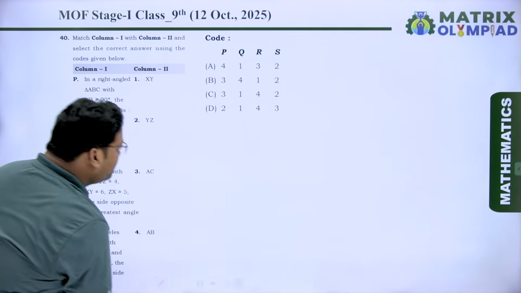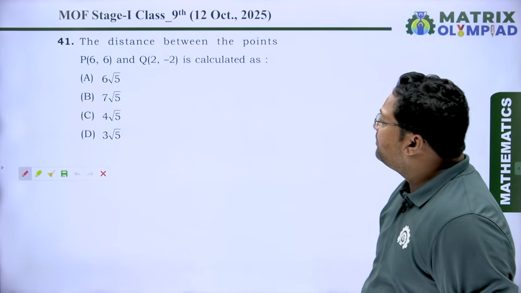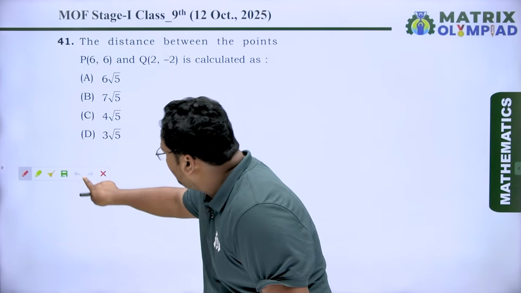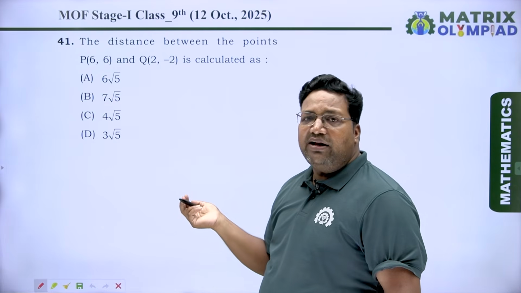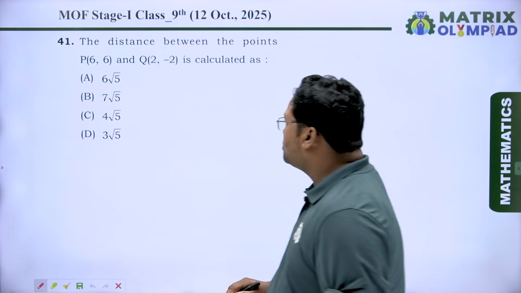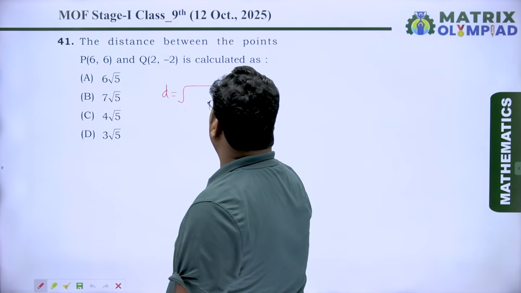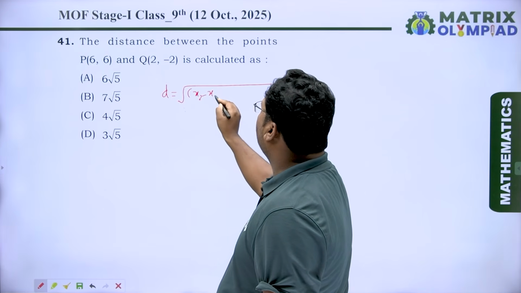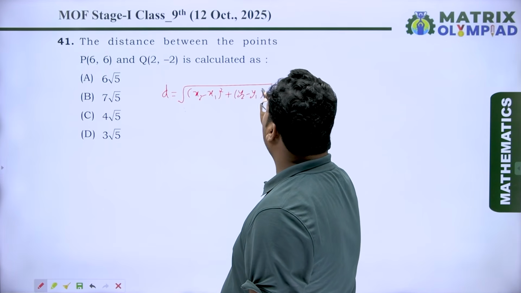Now coming to the next question. Next question is: the distance between the points P (6, 6) and Q (2, -2) is calculated as. So here 2 points are given and we have to tell the distance between these 2 points. So here we have to apply the distance formula. The distance formula is the square root of (x2 minus x1) whole square plus (y2 minus y1) whole square.